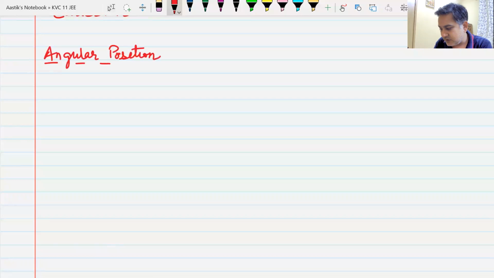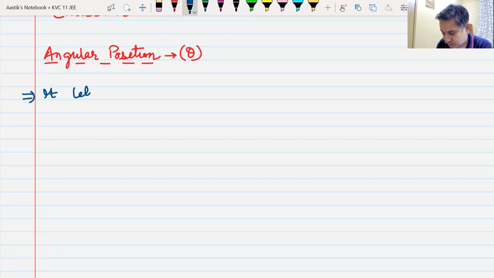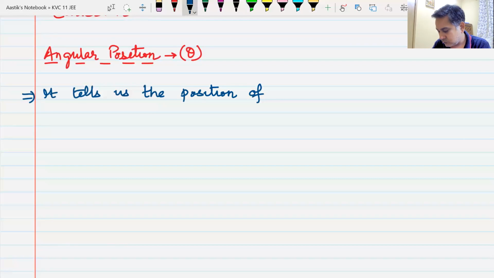Now this angular position of the particle is given by the angle theta. Now remember, it tells us the position of the particle in terms of angle.